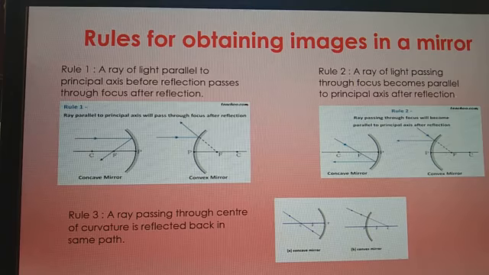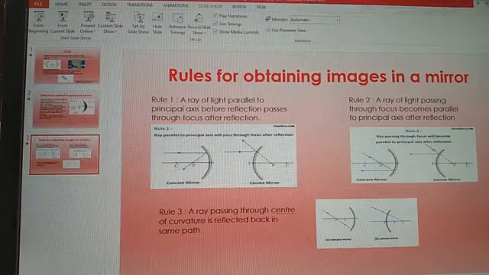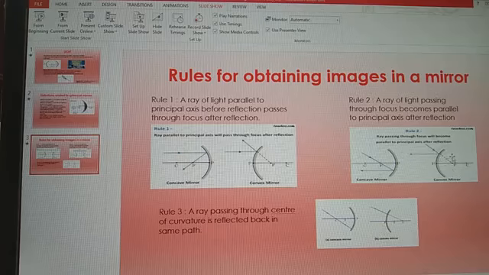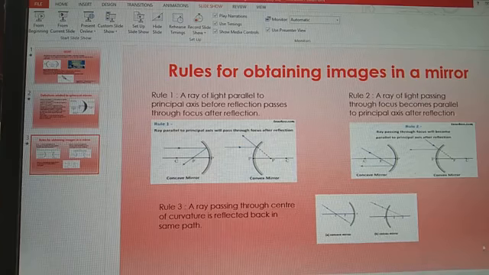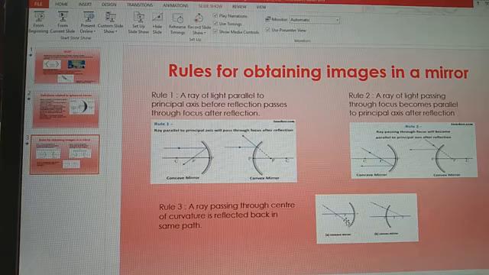Then for a convex mirror, here also, a ray of light which is appearing to pass through the focus before reflection will become parallel after reflection. That is rule 2. Rule 3 says, a ray passing through the center of curvature is reflected back along the same path. If any light ray is passing through the center of curvature, then it will be reflected back along the same path. For a convex mirror, if it is appearing to pass through the center of curvature, it will appear to come back through the same path. So these three rules are useful for drawing images or finding the nature of images in spherical mirrors. How to draw images and how to predict their nature can be discussed in the next class.